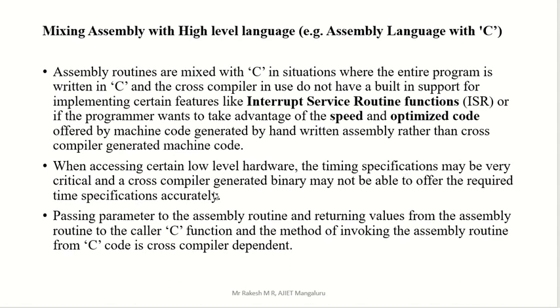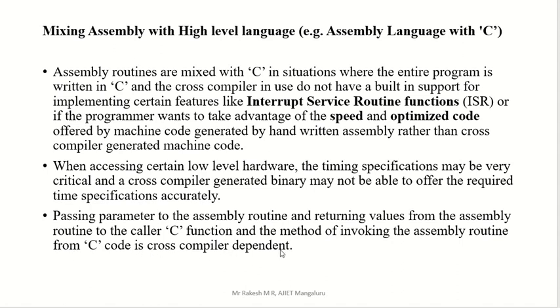Timing may be very critical, and a cross compiler generated binary, meaning machine code, may not be able to offer the required time specification accurately. There is no accuracy for the time. So that is a disadvantage after mixing, but the others are the advantages. We have 3 points, but this is the disadvantage you can consider. Passing parameters to the assembly routine and returning values from the assembly routine to the caller C function, and the method of invoking the assembly routine from the C code, is cross compiler dependent.